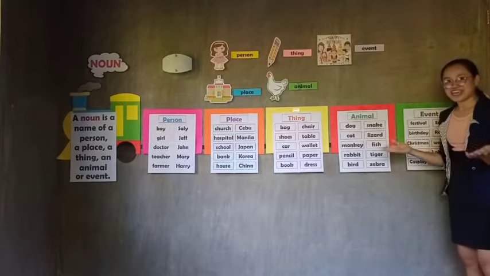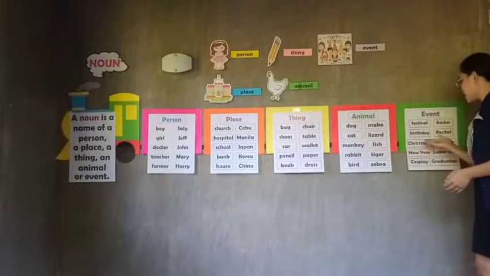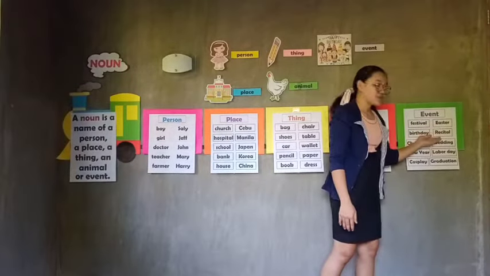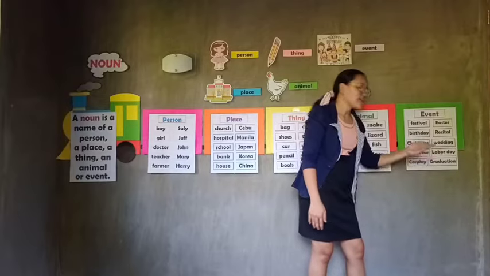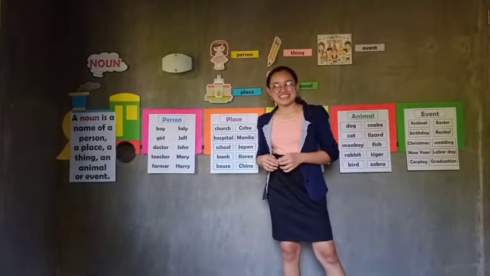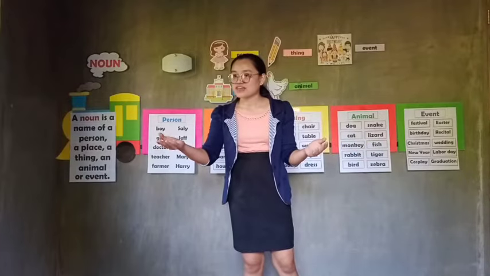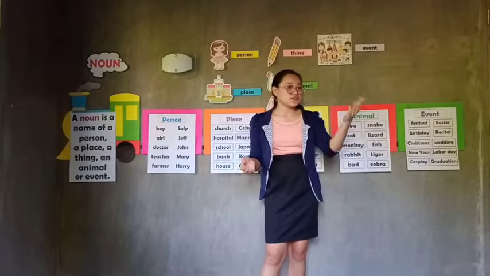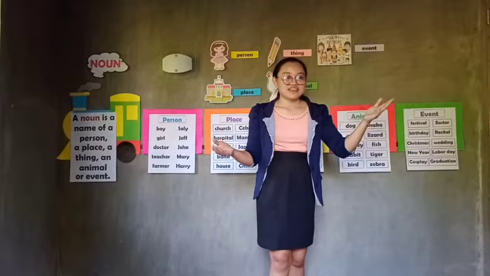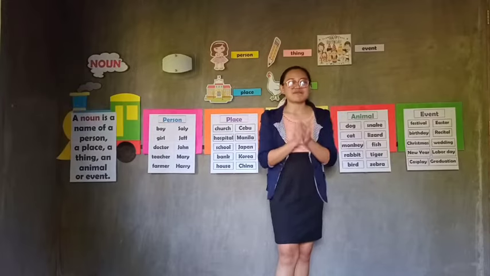we have event. So for event, we have festival, birthday, Christmas, New Year, cosplay, Easter, recital, wedding, Labor Day, and graduation. Very good. So who can give me another example of event? Very good. Foundation Day. Another, we have Family Day. So Foundation Day and Family Day are examples of a name of an event. Foundation Day and Family Day are nouns. Very good. Clap your hands.